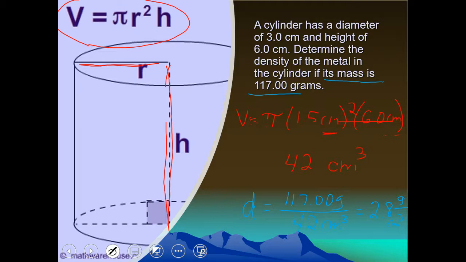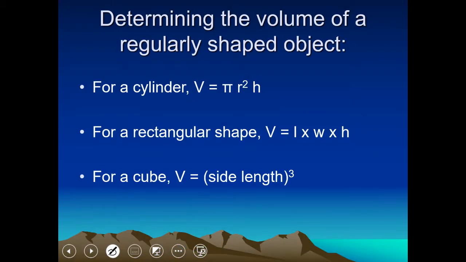I could do this with any kind of regularly shaped object. I might give you problems for cylinders where you would use this to find the volume. If it's something that has a rectangular shape, like a long brick kind of shape, then you might use the length times the width times the height. And if they're all in centimeters, then you can get centimeters cubed, which is the same as a milliliter. Or if it's a big object and they're all in decimeters, then you could get decimeters cubed, which is liters.